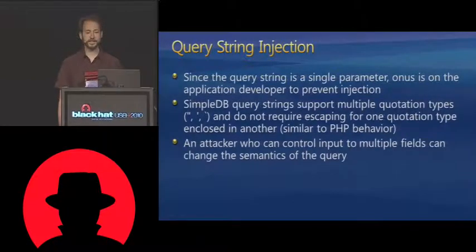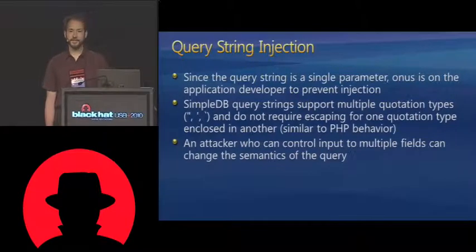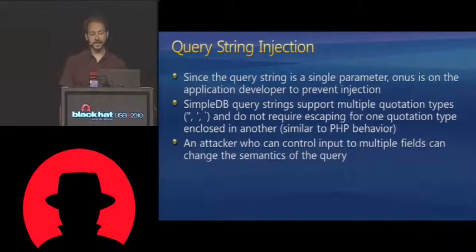So since the query string is a single parameter, the onus is on the app developer to prevent injection. SimpleDB query strings support multiple quotation types and don't require escaping for one quotation type enclosed in another. It's kind of like how PHP works, where if you want to put single quotes in a string, you can enclose the string in double quotes. The single quotes have no meaning in there, and they won't escape out of the string. An attacker who can control input to multiple fields thus can change the semantics of the query.